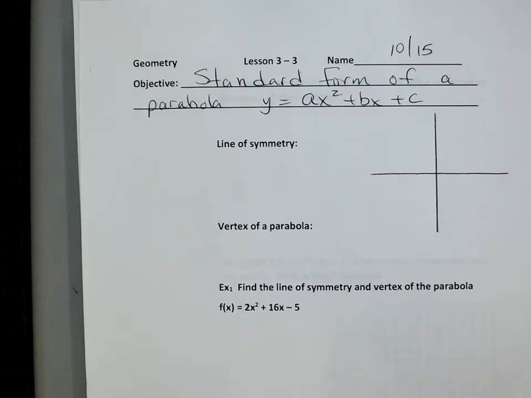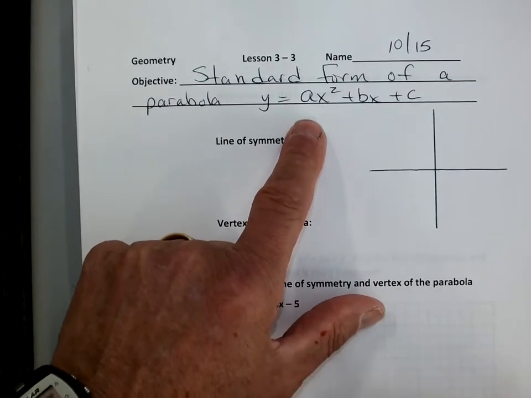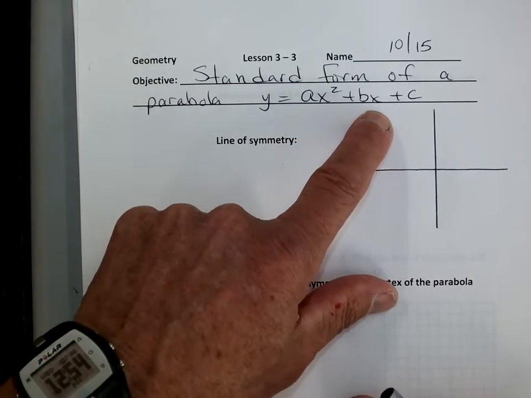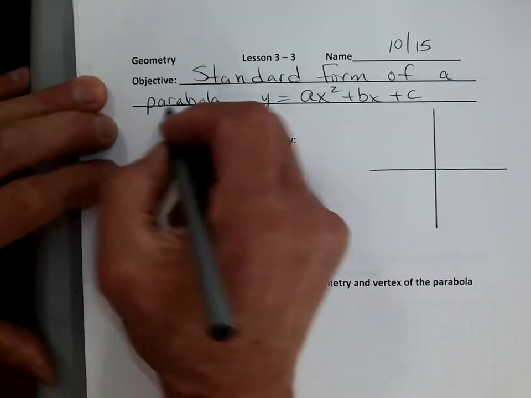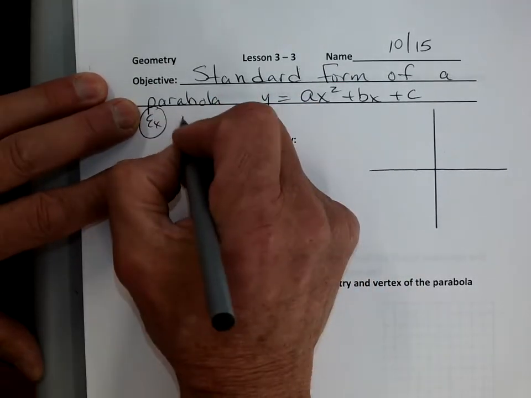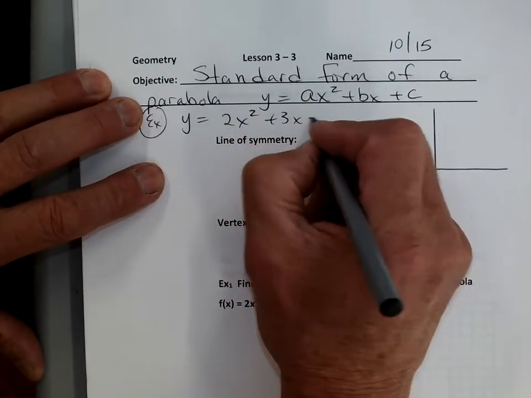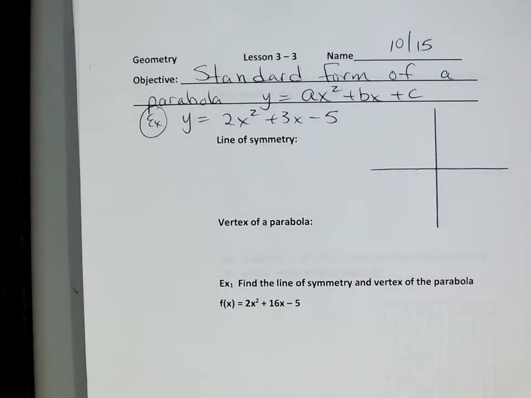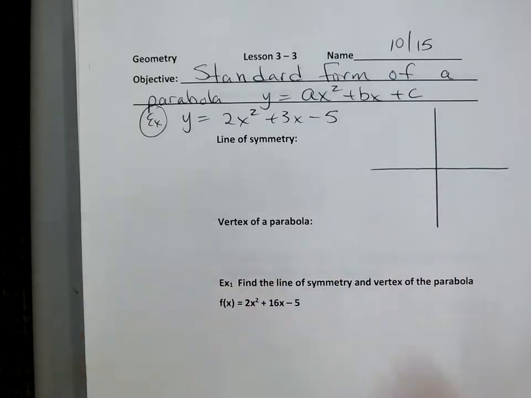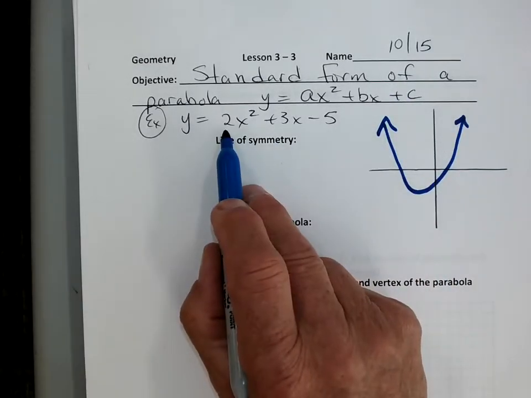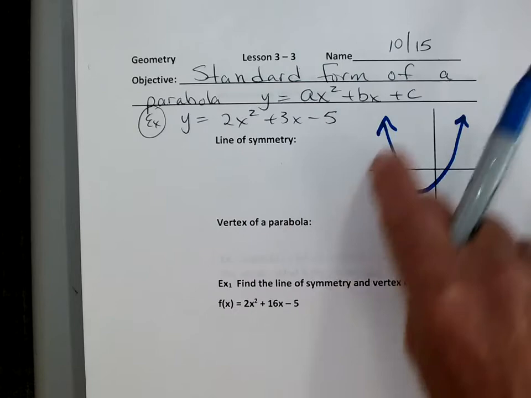We've seen parabolas in standard form: some x squared plus some x plus some number. As an example, y equals 2x squared plus 3x minus 5. If we were to graph that, they're going to have this kind of shape. My parabola is going to have a shape like that. If this number is positive, it goes up. If this number is negative, it's a frowny face.